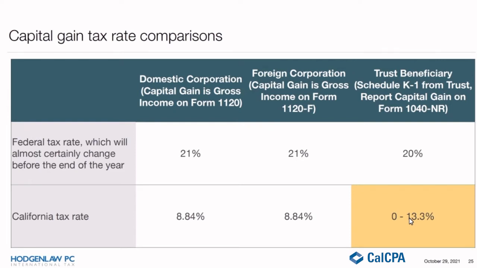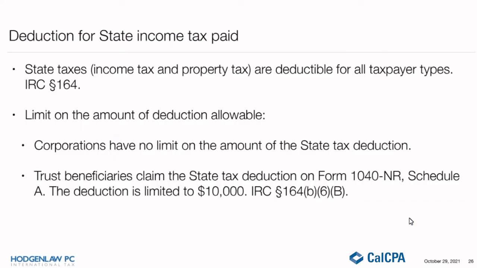So let's look at the effect of the tax rate on, I'm just picking a random example, $2 million capital gain on sale of real estate. And we've got side by side, a foreign corporation owns the property directly or a trust, and we're allocating all of the gain to the trust beneficiary. We can see the California tax for the corporation is considerably less than the tax imposed on the human.